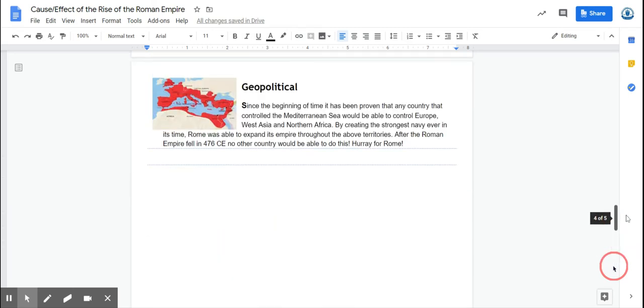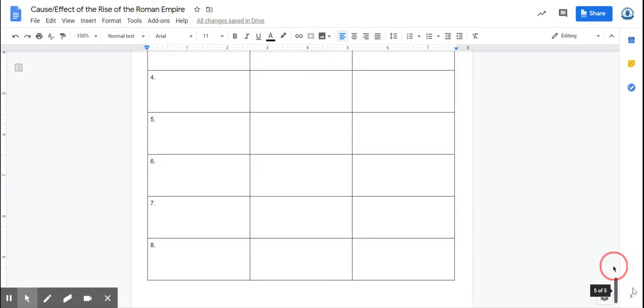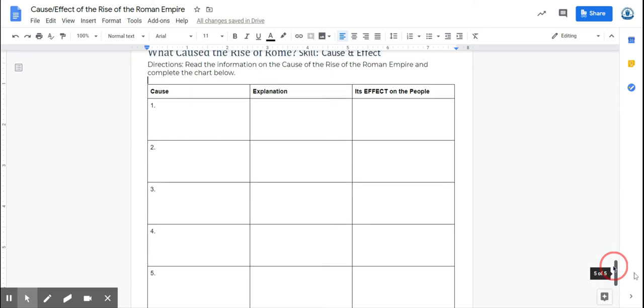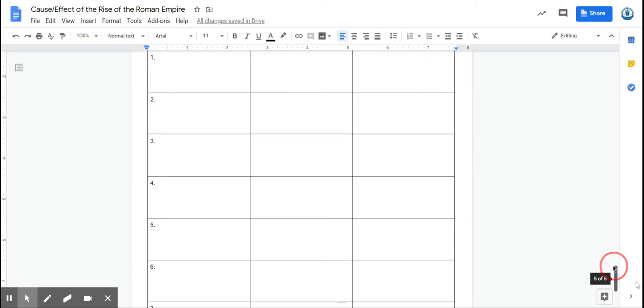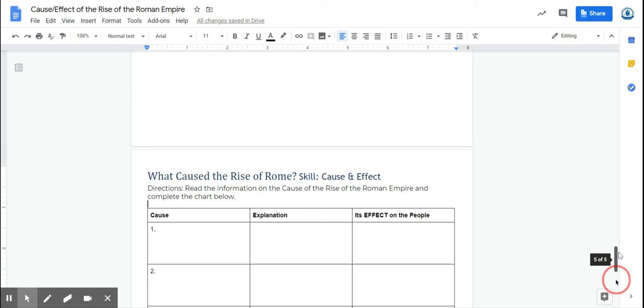So let's start with geopolitical, for example, because that's just right there. So geopolitical would be your 8th cause, right? And then you'd explain how that affected Rome, leading to the cause of the Republic's demise or the rise of the empire, and then its effect on the people. So, did it cause certain people to experience maybe more rights, or certain people less rights? Or did it gain land for certain people? Things like that.